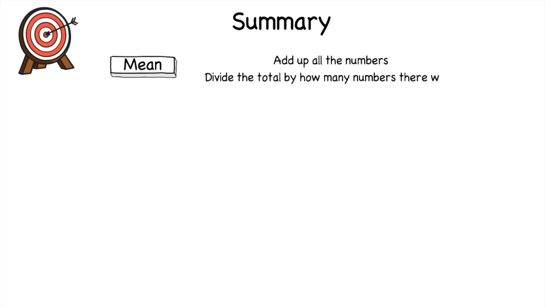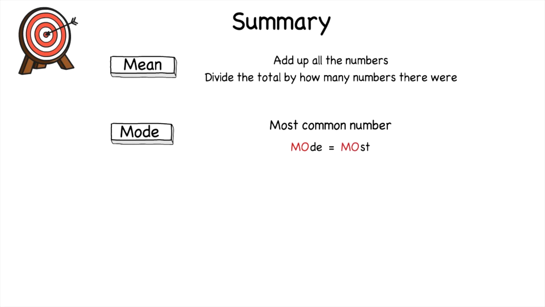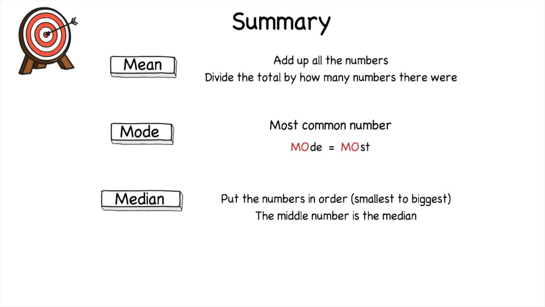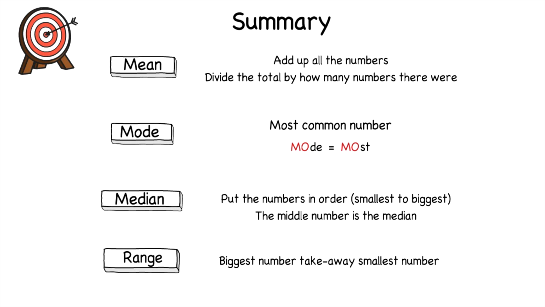Great, so let's go over a quick summary. Remember, if you see the bullseye sign, pause the video here and take some notes for flashcards. To calculate the mean, we want to add up all our numbers and divide the total by however many numbers there were. Mode sounds like most, so it is the most common number in our data set. To calculate the median, we put the numbers in order from smallest to biggest, and the middle number is the median. The range is the biggest number, take away the smallest number.